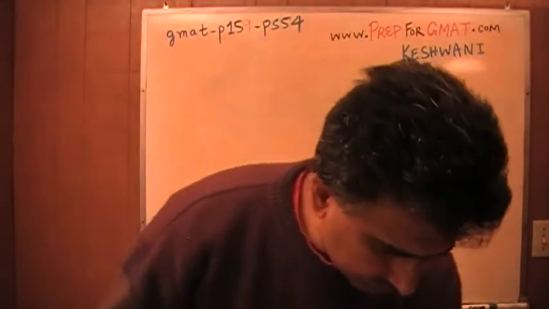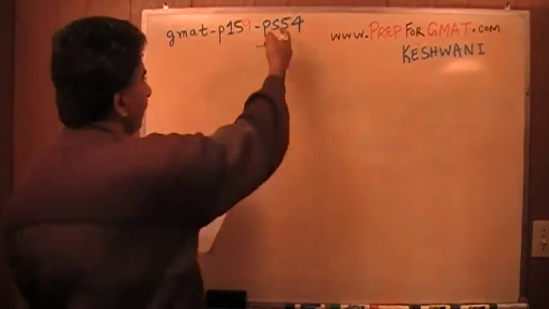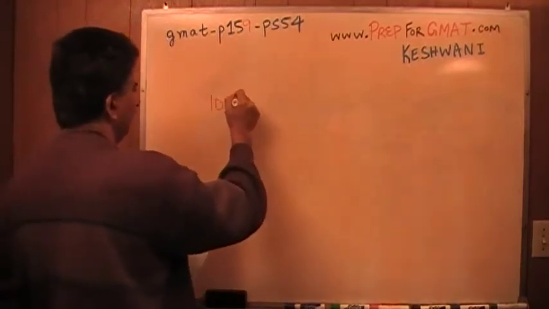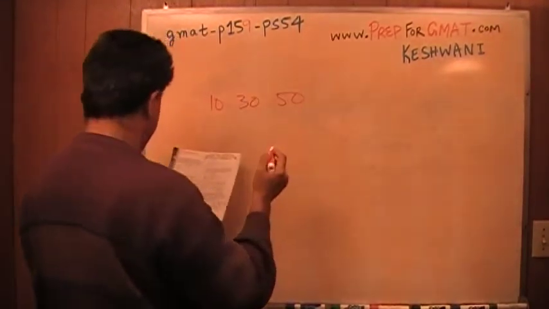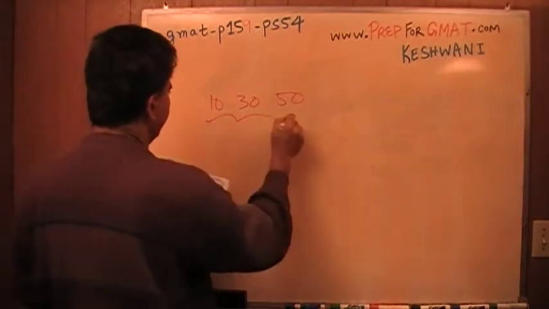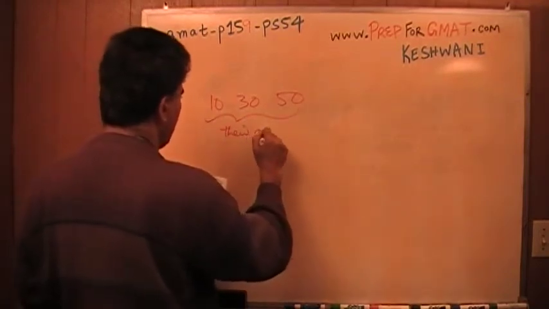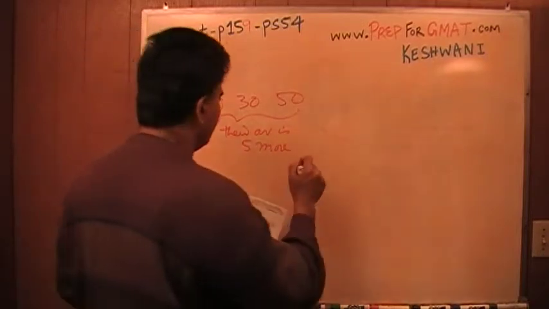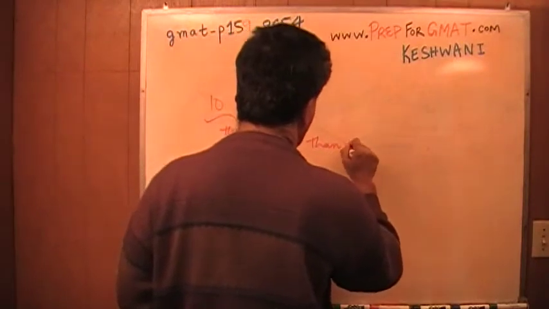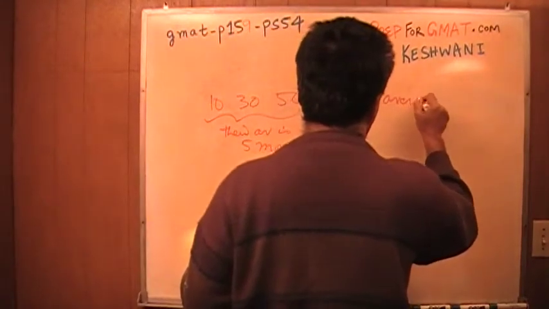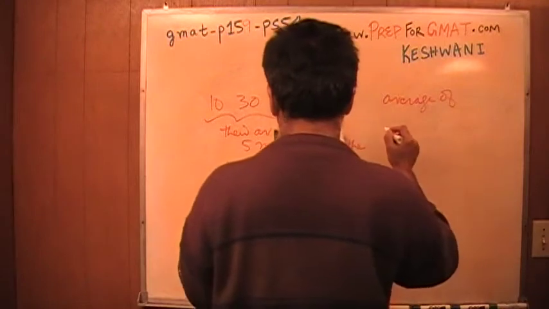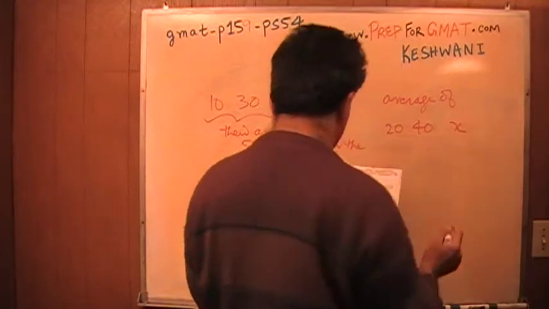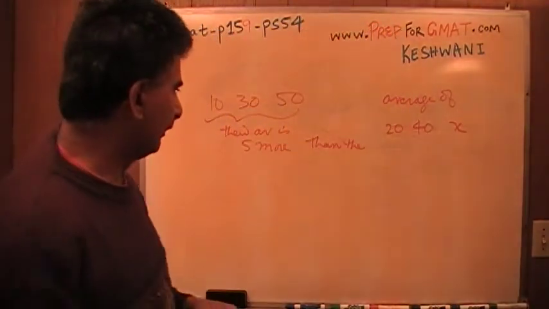Number 54, right there. The average of 10, 30, and 50, so we have 10, 30, and 50, their average is 5 more than the average of 20, 40, and X. And the question is, what is that missing number?